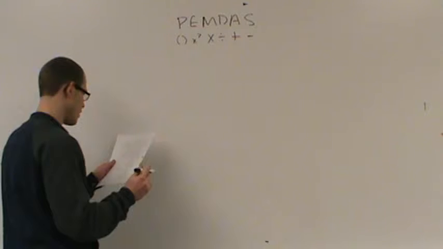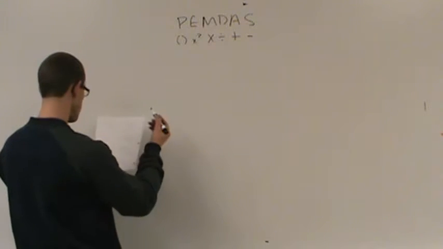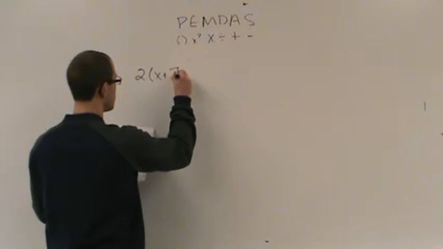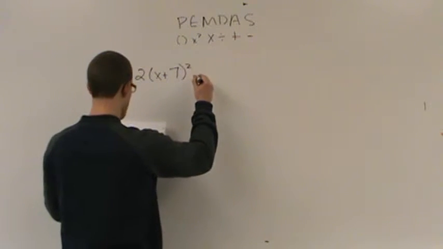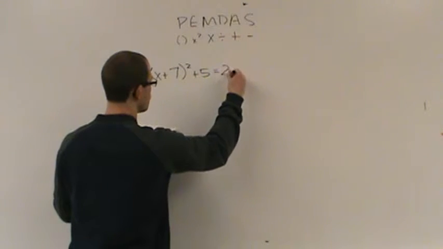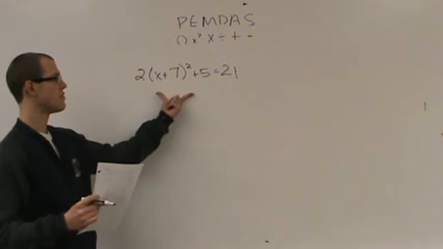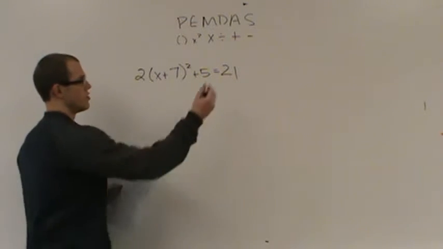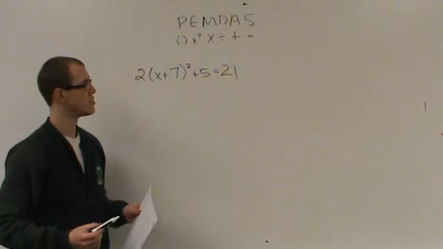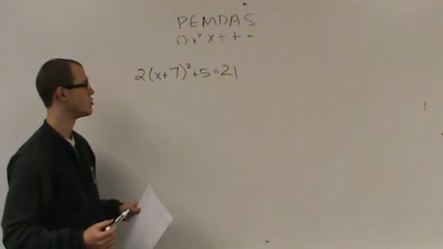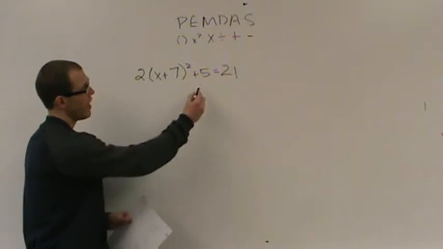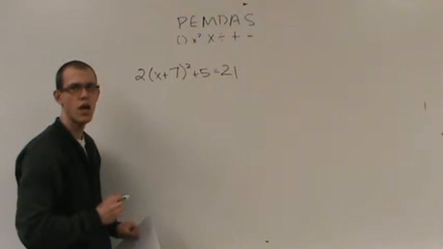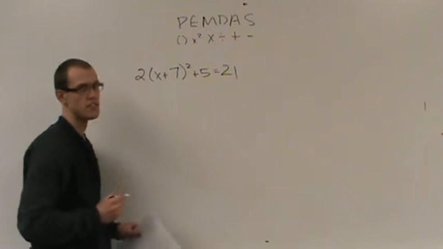Our first problem is going to be 2x plus 7 squared plus 5 equals 21. Now notice you always have something and it's equal to a number. What we first want to do, start with the right side of PEMDAS. We're going to look at subtraction and addition. Do we see any subtraction and addition? Yeah, we see it right here, the plus 5. Notice we're not talking about the plus 7 because that's inside the parentheses, and parentheses is way over here.